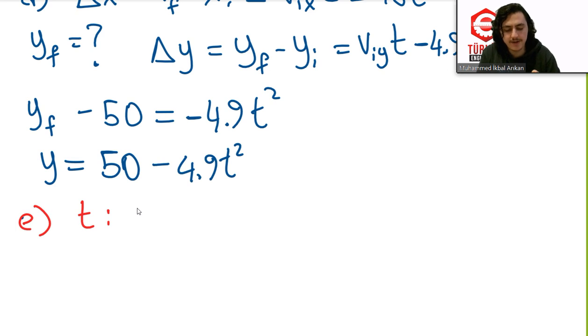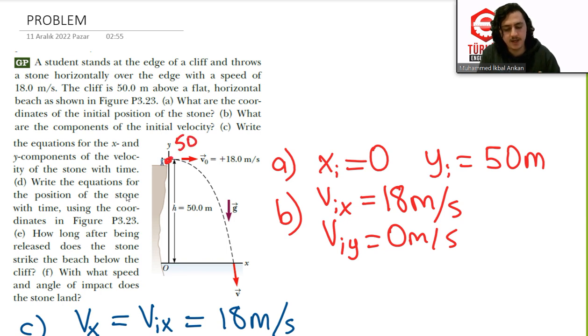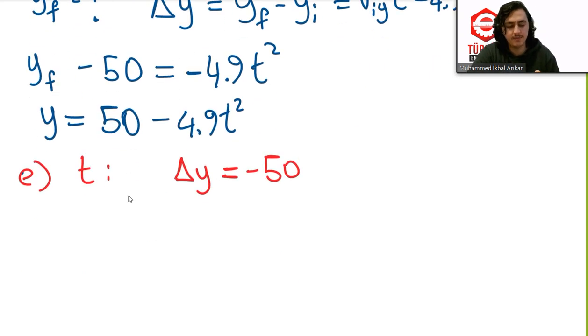So when I hit the ground, I have some knowns. Delta y must be equal to minus 50. Why? Because I displaced below, right? From the initial point here, 50, and here I have 0. My final position will be just 0. Initial point is 50. So final minus initial will give me minus 50. So I have delta y, which is minus 50.